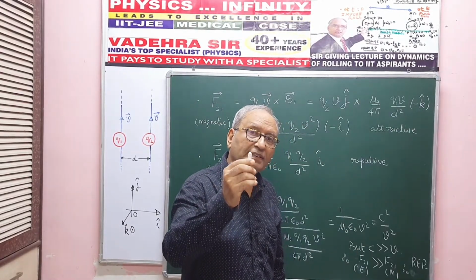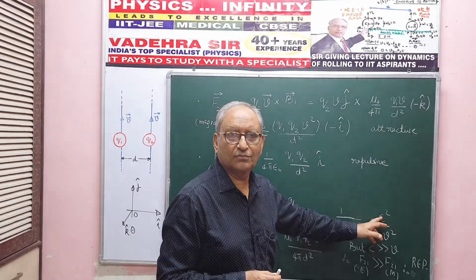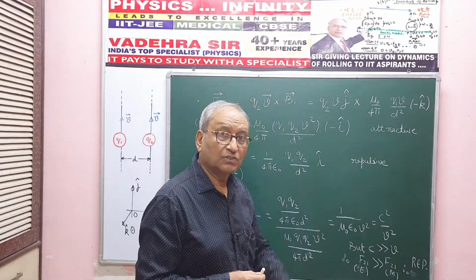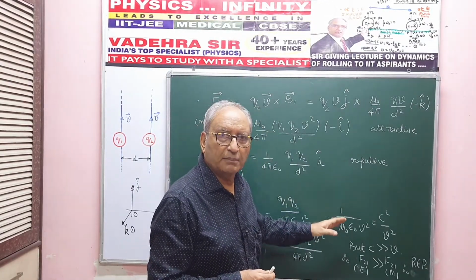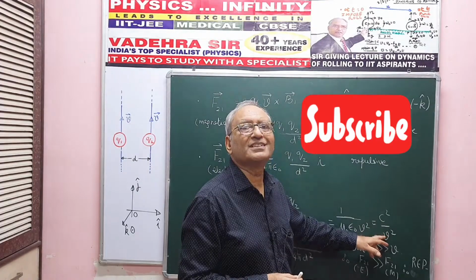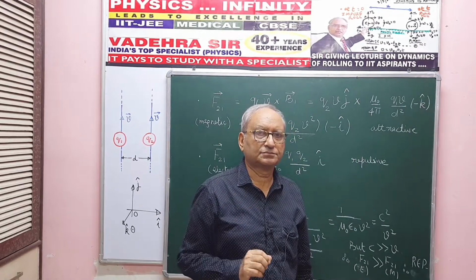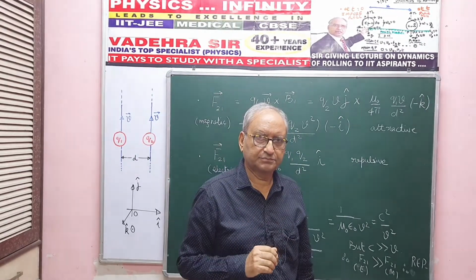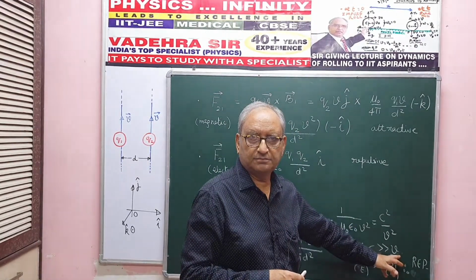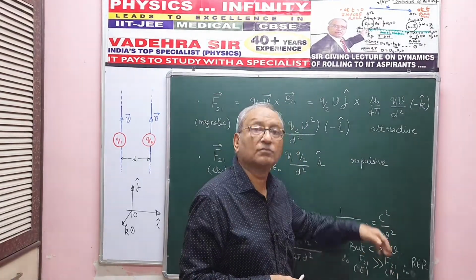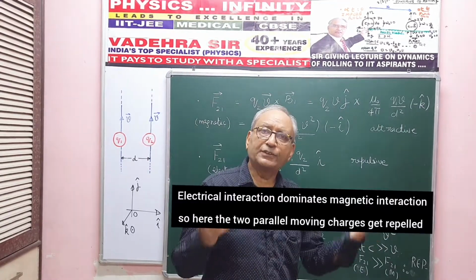Now according to the electromagnetic theory of light, 1 upon mu naught epsilon naught is c square, where c is the speed of light, 3.0 times 10 to the power 8 meters per second. So I find the electrical force upon magnetic force as c square upon v square. Now, according to Einstein's postulate, no material particle can achieve the speed of light. So certainly c has to be greater than v, so c square upon v square is greater than 1. So electrical force will definitely dominate magnetic force.